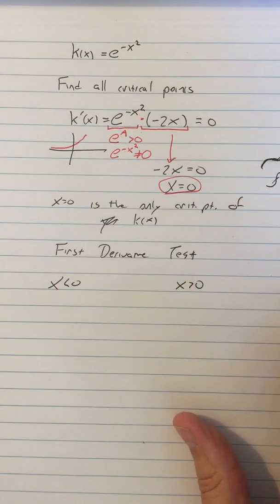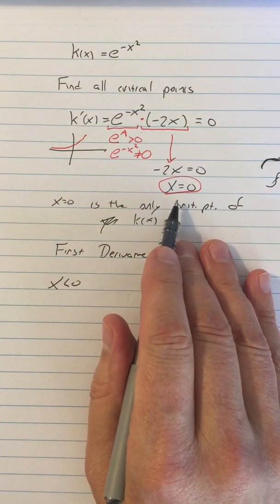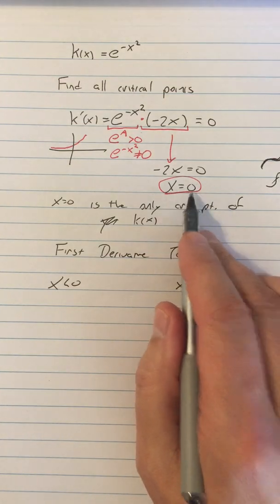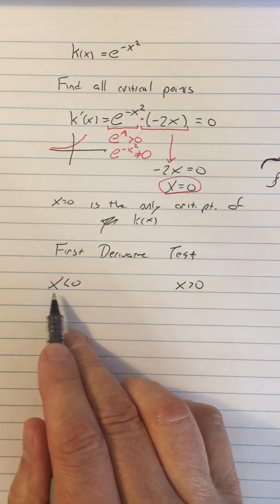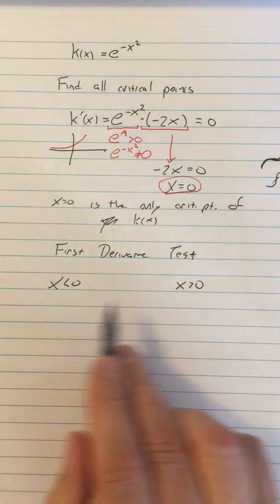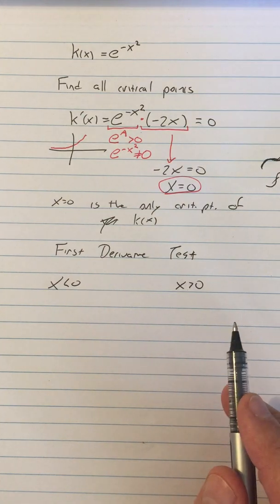Now here's the thing to be aware of as well. A lot of our early examples are going to have their critical point at x equals 0. The critical point does not have to be 0. If the critical point was 2, then I would be looking at x less than 2 and x greater than 2. So it's not about x being positive or negative. It's about x being to the left of the critical point or to the right of the critical point.